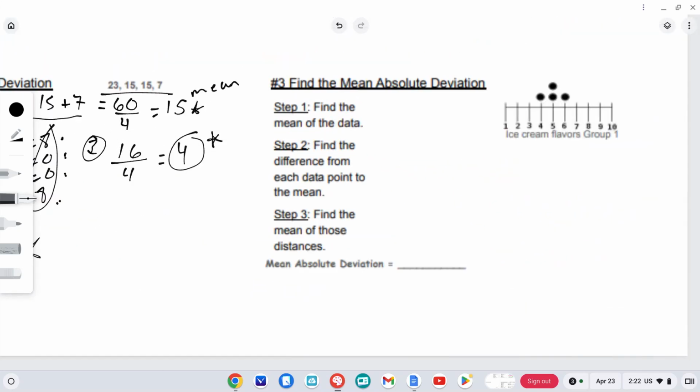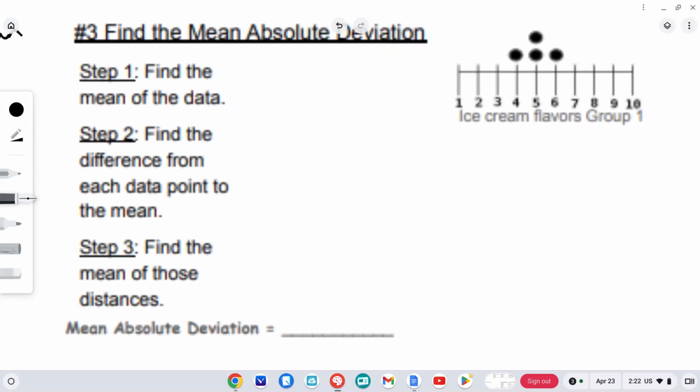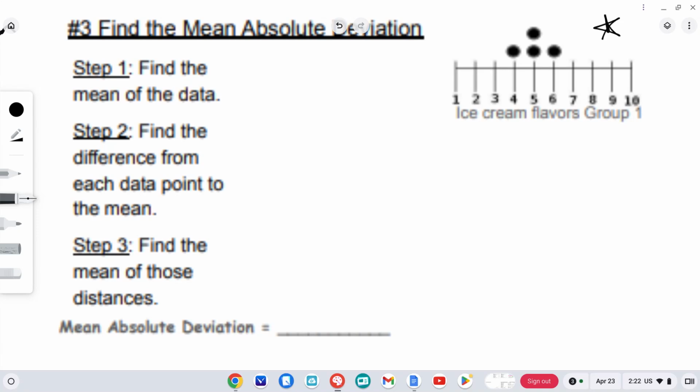Okay, a couple more together. This one's set up a little bit differently. This time I gave you a chart. So we have to look and see what numbers are represented on that chart. It looks like this chart is showing me ice cream flavors that people picked. It looks like one person picked the 4th flavor. Okay, so I've got 4 because that was a number picked. Then for the 5th one, 2 people picked that. Okay, so I need 2 5s.